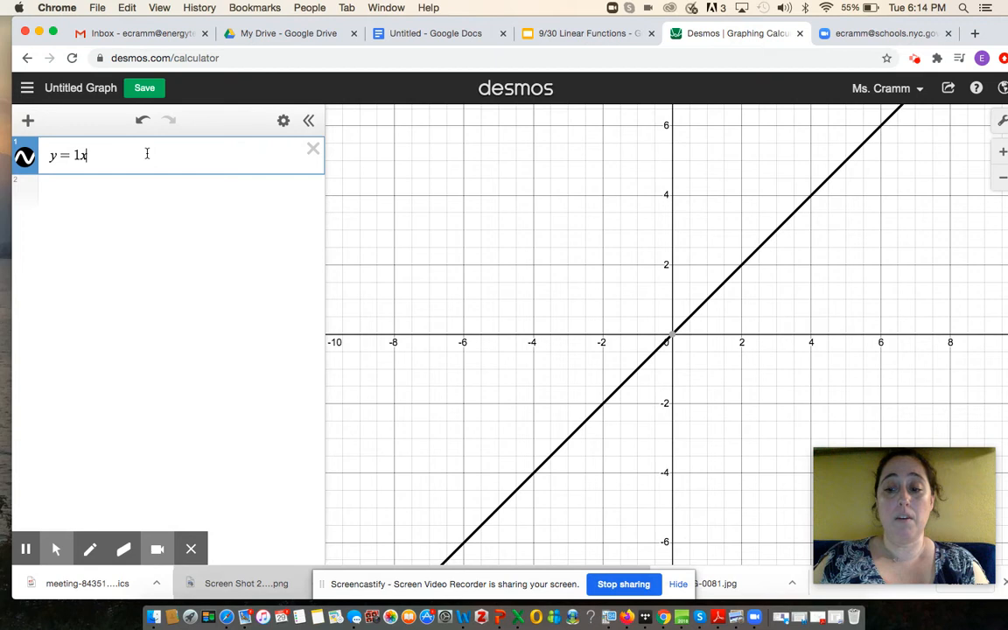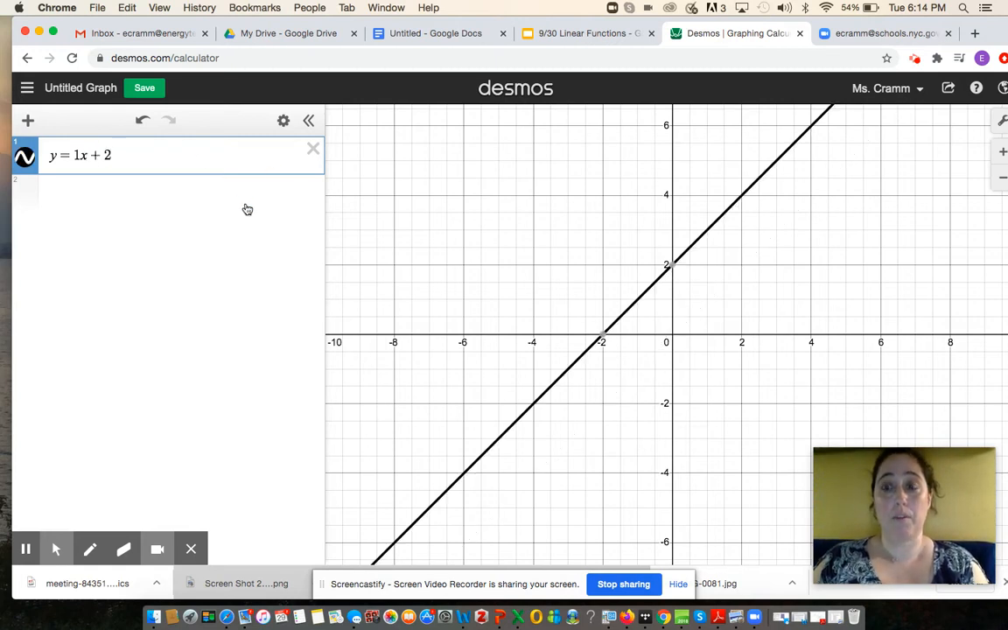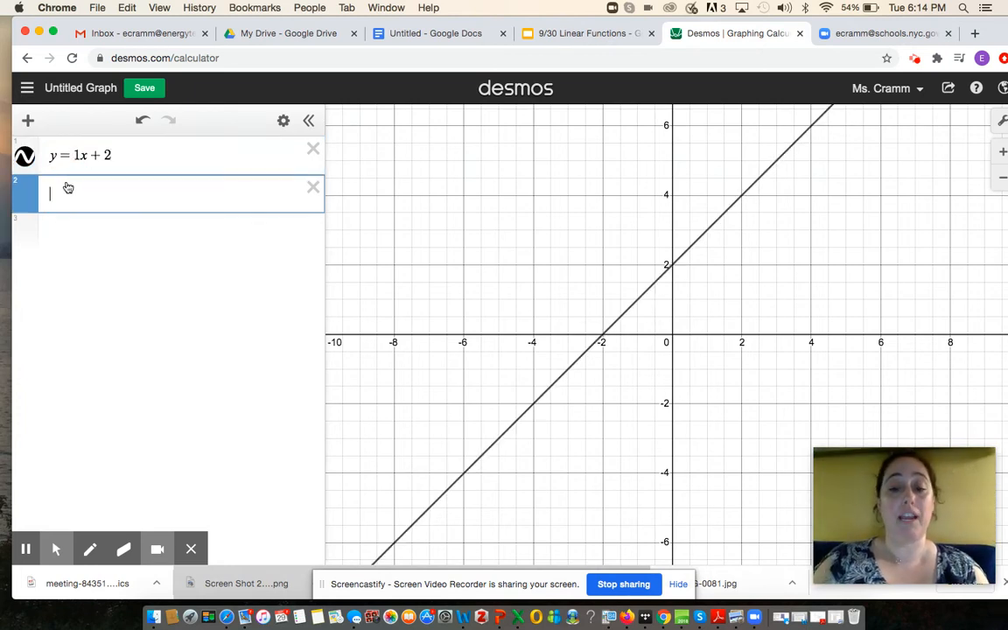And let's say I want this line to go through the y-axis at 2. So I'm just going to put plus 2. Okay. All right. So now what happens if I make this slope bigger? So think in your mind what's going to happen, and I'll show right here.